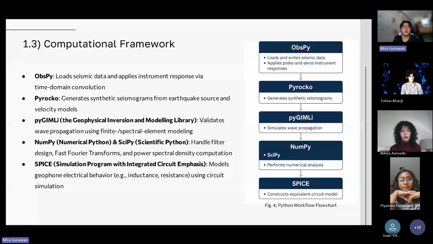We then use the geophysical inversion and modeling library to confirm how seismic waves propagate through complex geological media by solving wave equations with finite element and spectral element techniques. All these core calculations, including designing digital filters, computing fast Fourier transforms, and producing power spectral densities, are performed with numerical Python and scientific Python. Finally, we constructed an equivalent circuit model in SPICE, standing for Simulation Program with Integrated Circuit Emphasis, to capture electrical details such as coil inductance and unintended resistance, to ensure any simulated geophone responds in a way that matches the behavior of real hardware.